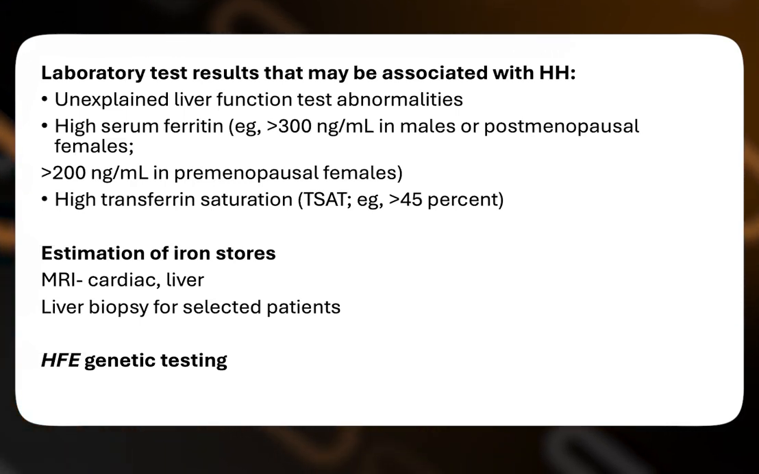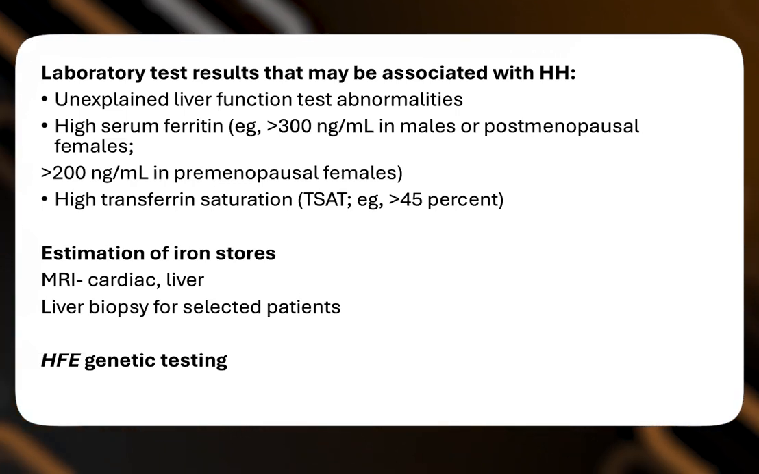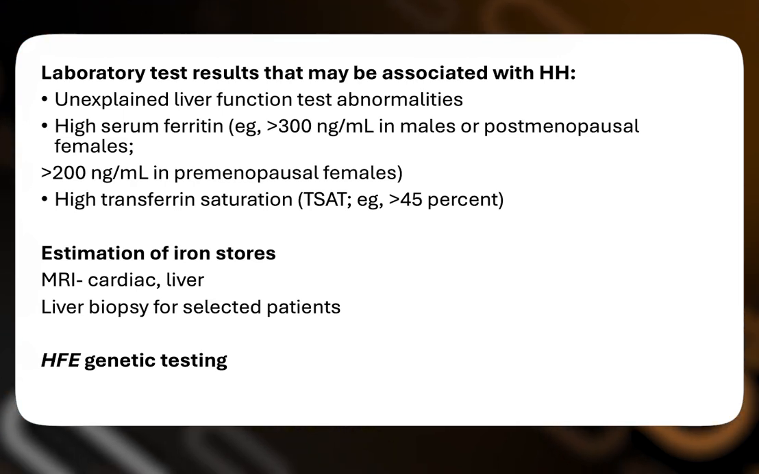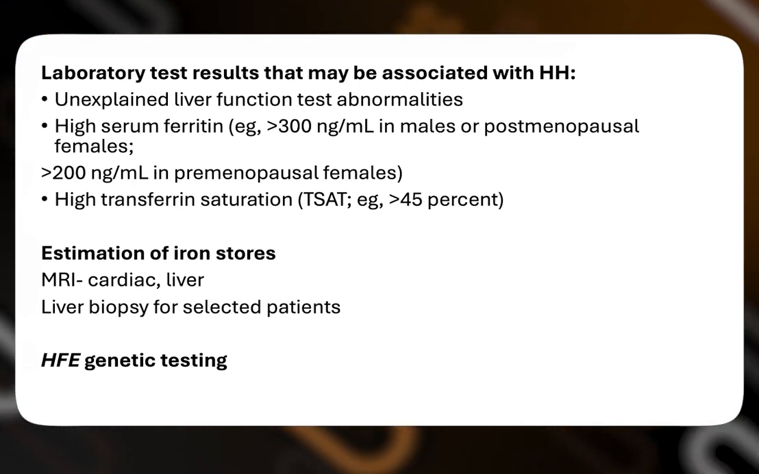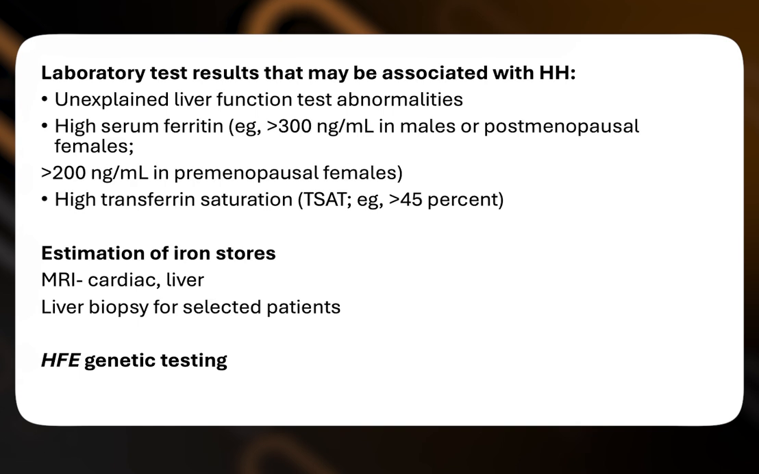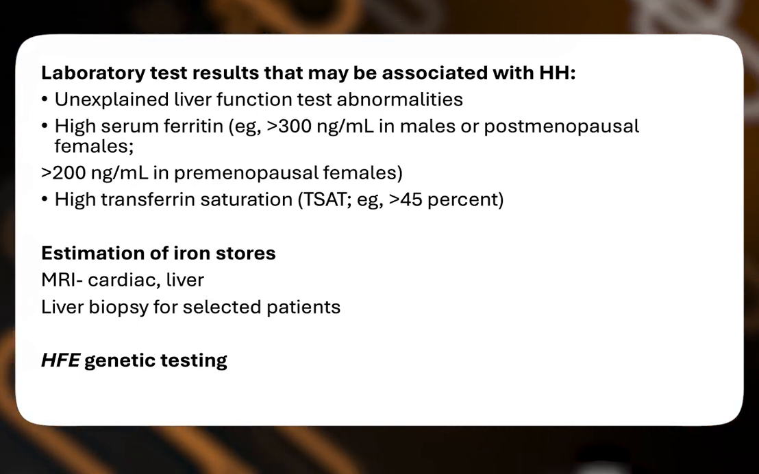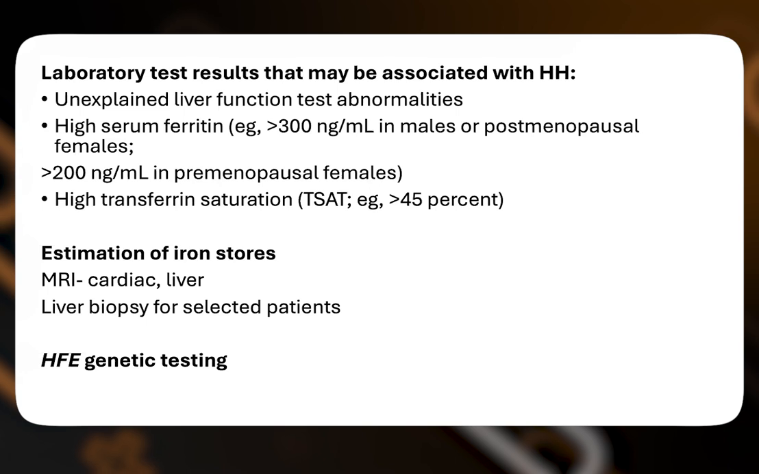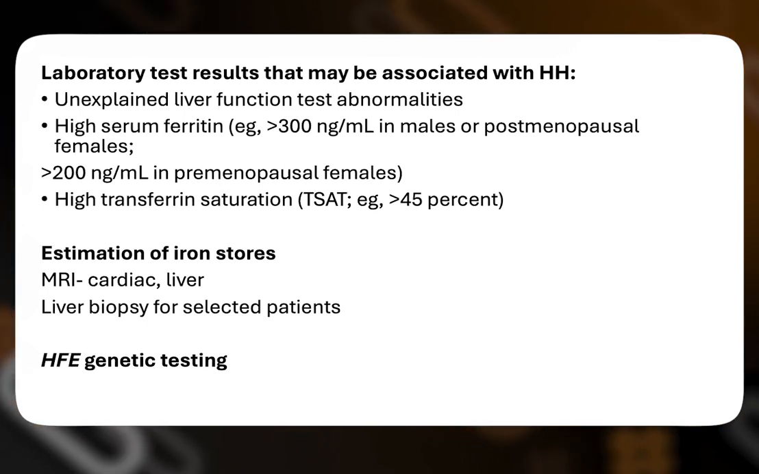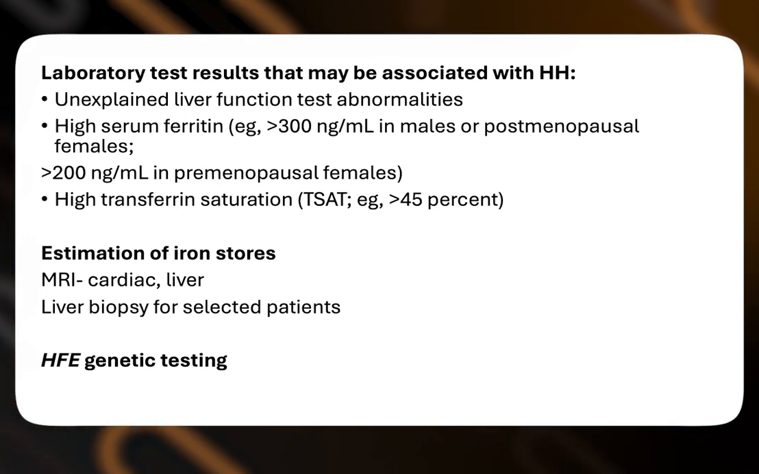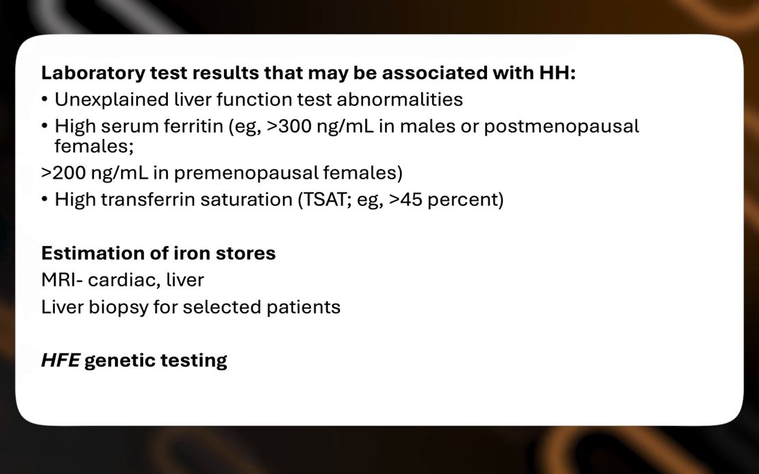Other things can be done when these criteria aren't fulfilled or a high index of suspicion is there. They can do MRI, cardiac and liver MRI, and it can give an estimation of iron stores. That's the radiologist's job, to tell us how much iron overload is there. And in some patients, if diagnosis is still not possible, then liver biopsy can be done.